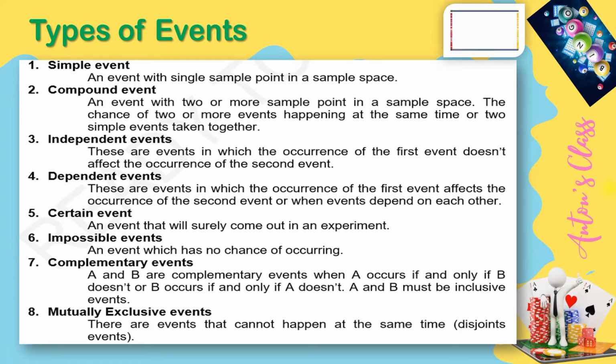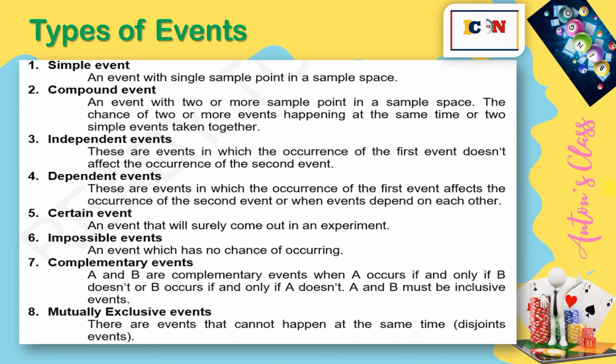Independent events. These are events in which the occurrence of the first event doesn't affect the occurrence of the second event. Dependent events. These are events in which the occurrence of the first event affects the occurrence of the second event, or when events depend on each other.